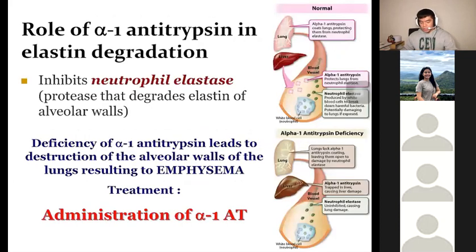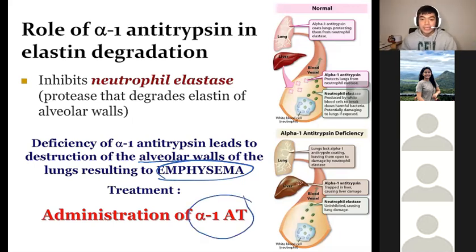Kaya kapag may chronic smoking, ang tendency, pwede magkasakit sa lungs ang tao at ang tawag doon ay emphysema. Okay, emphysema. Siguro familiar kayo sa respiratory disease na emphysema. So this is characterized by destruction of elastin in the lungs. Kaya nasisira ang mga alveolar walls made up of elastin. So therefore, kung sa emphysema, mababa ang antitrypsin, isang treatment na ginagawa is mag-administer ng exogenous alpha-1 antitrypsin.